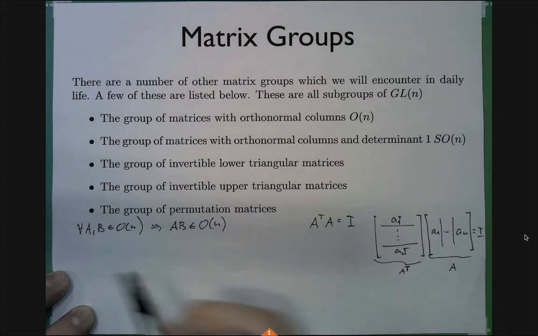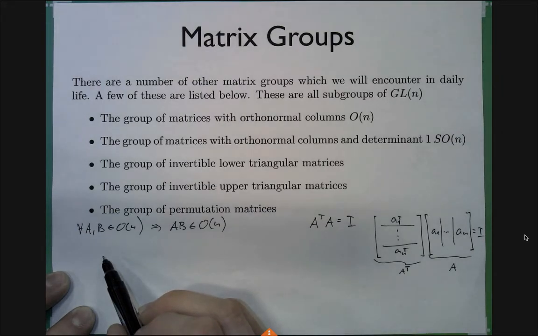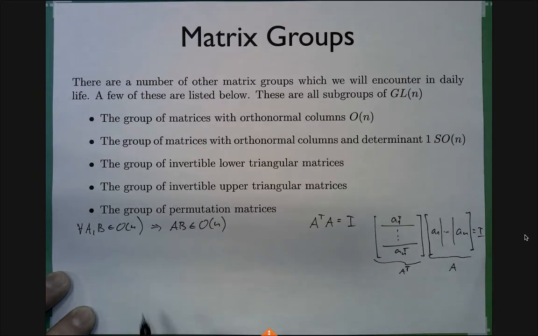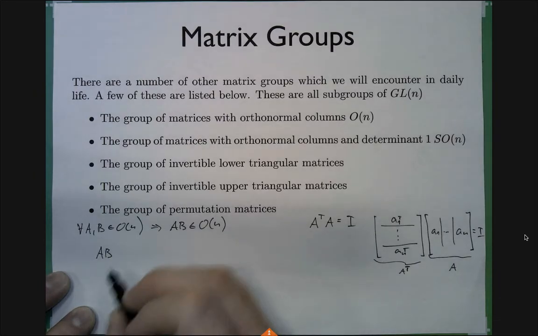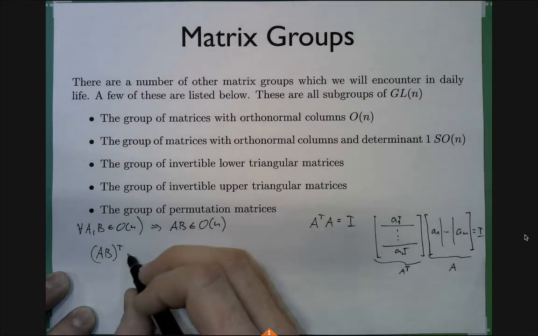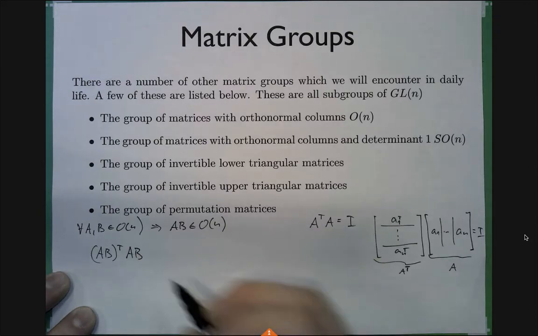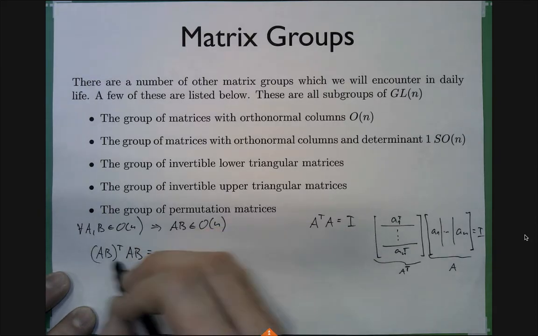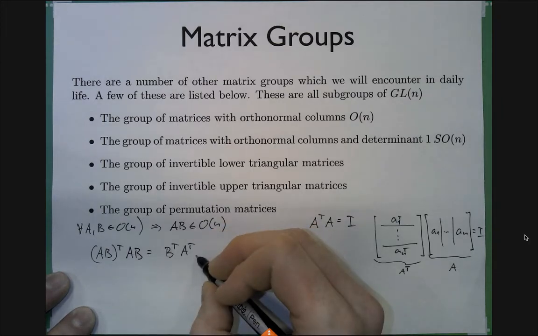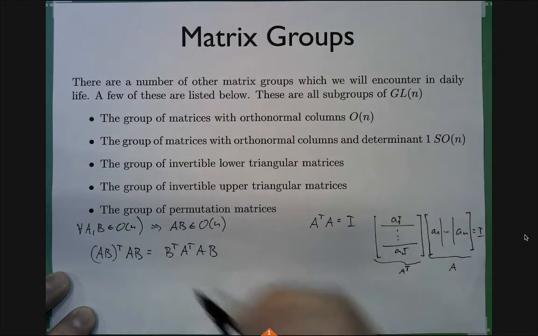So let's see if you can get this right. I want to show that A and B will also have orthonormal columns. So I guess what I have to do here is to do AB transpose. That will be easy. So I need to show that AB transpose AB is identity, right? But we know the rules. We know that this is B transpose, A transpose, AB, right?